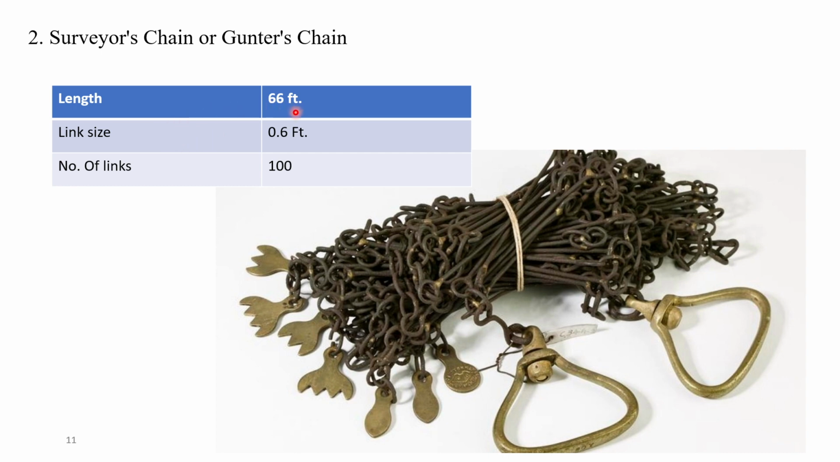Next is the surveyor chain. The length of the surveyor chain is 66 feet. The length of one link is 0.6 feet. The number of links in the surveyor chain or Gunter chain is 100. Is it correct? Is there any doubt?